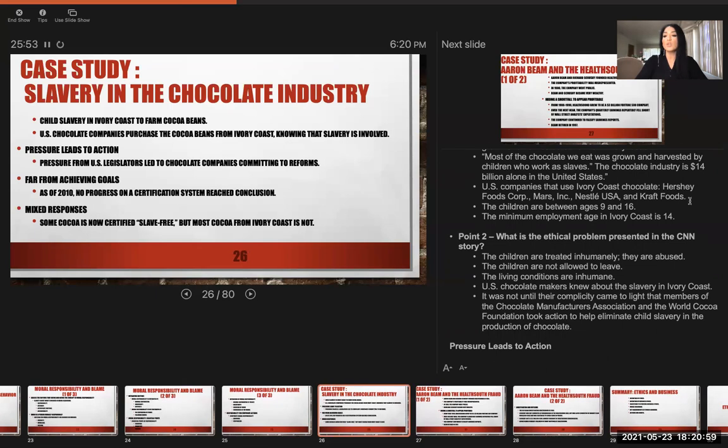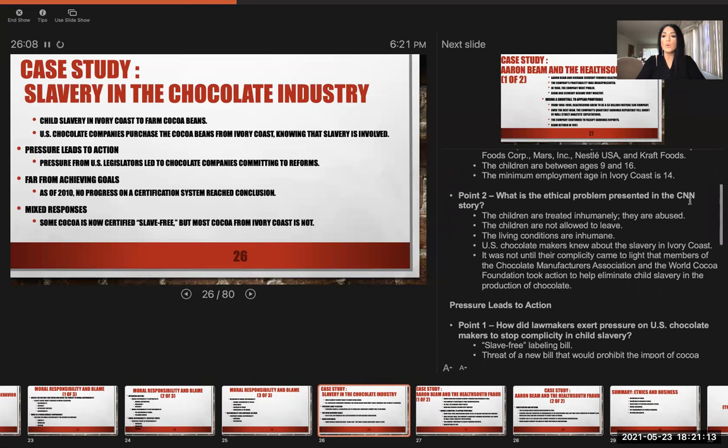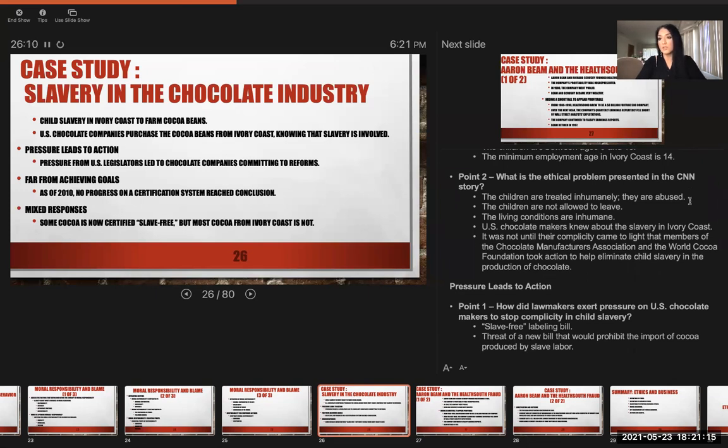US companies that use Ivory Coast chocolate include Hershey's Food Corp, Mars Inc., Nestle USA, and Kraft Foods. The children are between the ages of 9 and 16. The minimum employment age in Ivory Coast is 14. What is the ethical problem presented in this CNN story? Well, the children are treated inhumanely. They are abused. The children are not allowed to leave. The living conditions are inhumane.